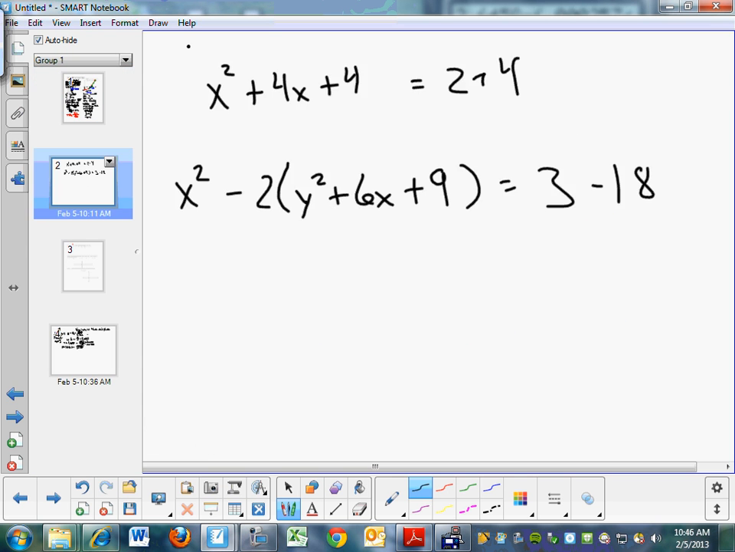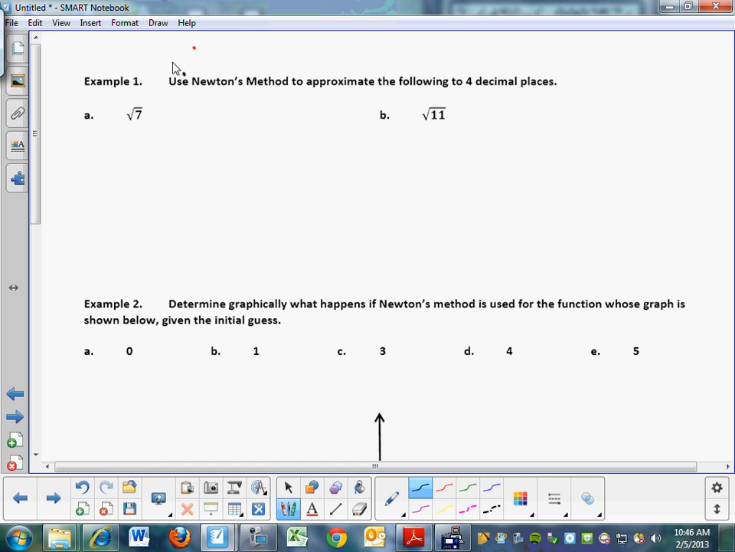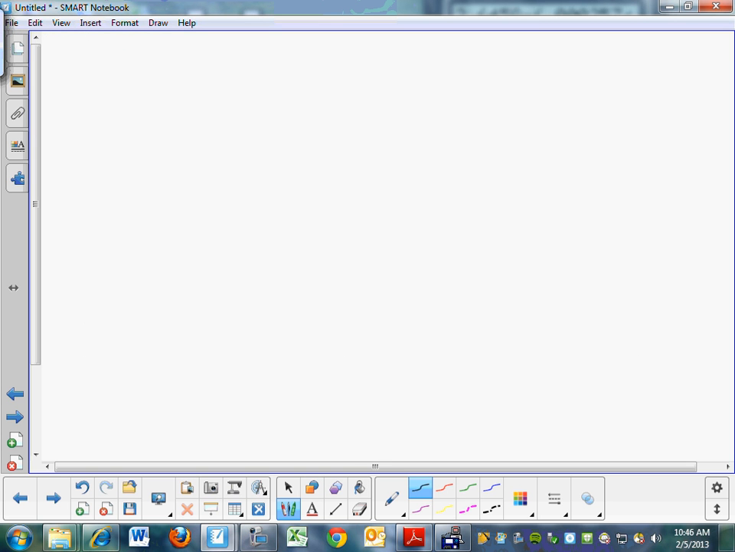Let's take Berkey's advice, and let's do the square root of 11. Or would you like to do the cube root of 11? Should we do a cube root? Just so you know how, because you very well could have that example on your test. So let's do a cube root of 11.